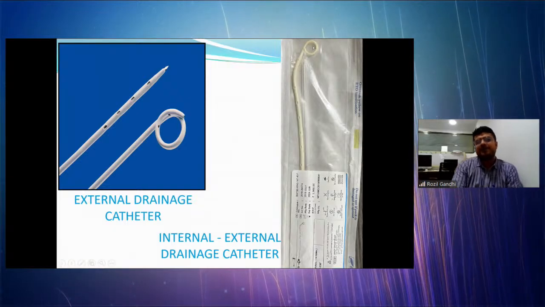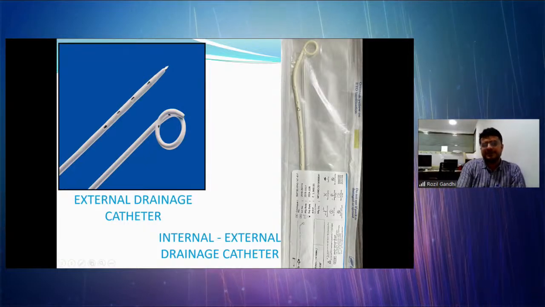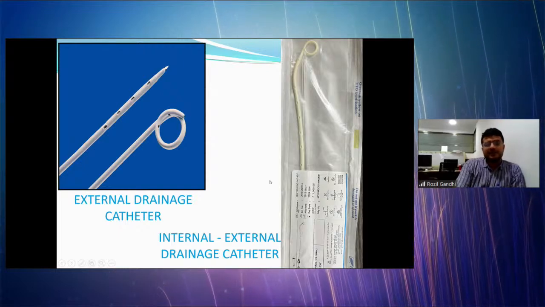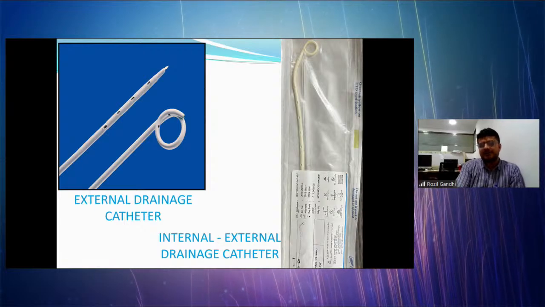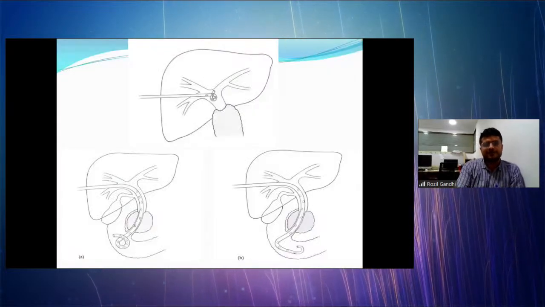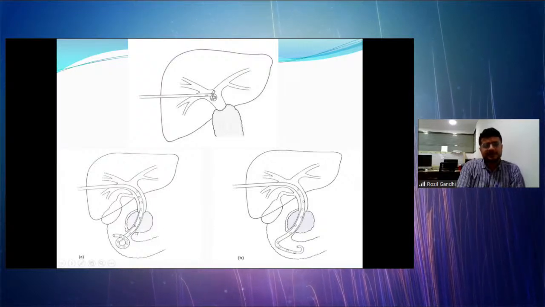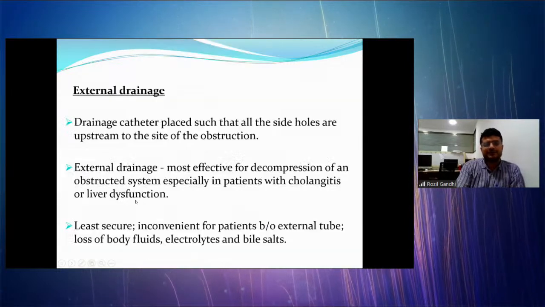This is a pigtail end, the round end remains in the duodenum, and these are the holes that remain in the biliary tree. So this is an internal external drainage catheter with holes across the occlusion, at the distal end of the occlusion and also the proximal end of the occlusion. Suppose this is a mass, the internal external drainage catheter has multiple holes distal and also proximal to the occlusion.